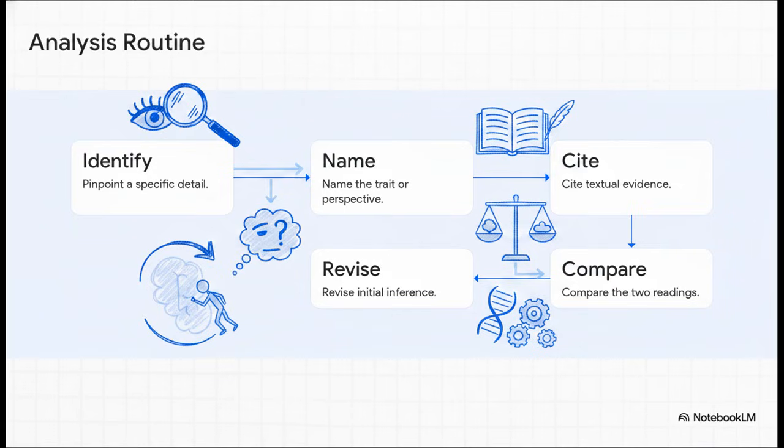To do this efficiently, we have a really handy 5-step repeatable routine. Check it out. First, identify the detail. Second, name the trait or perspective. Third, cite the evidence. Fourth, compare the two readings. And finally, step 5, revise your inference when new evidence appears. And remember, this isn't just a one-and-done exercise. It's a loop. As you read further into a story, a character might do something that totally challenges your initial assumption. When that happens, you just apply this routine again, compare the new readings, and revise your understanding.